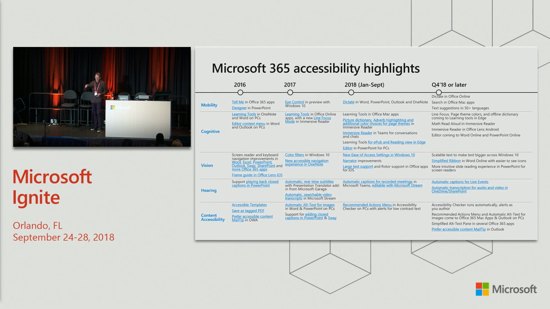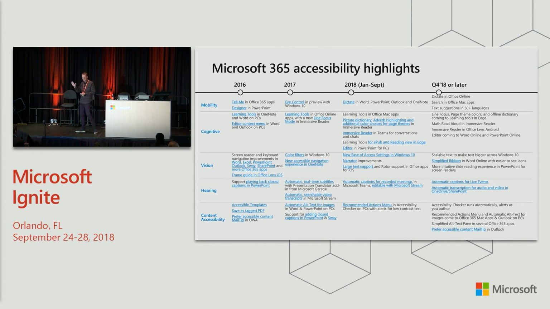This slide's not really something I expect anybody to read. It's a Microsoft 365 accessibility highlights slide. It's the work that we've done from 2016. We talk about the different features we've released on mobility, cognitive, vision, hearing, accessible content. I counted it up, and we've had over 41 blog posts or significant help articles that were written about a new capability that's been built in the system.